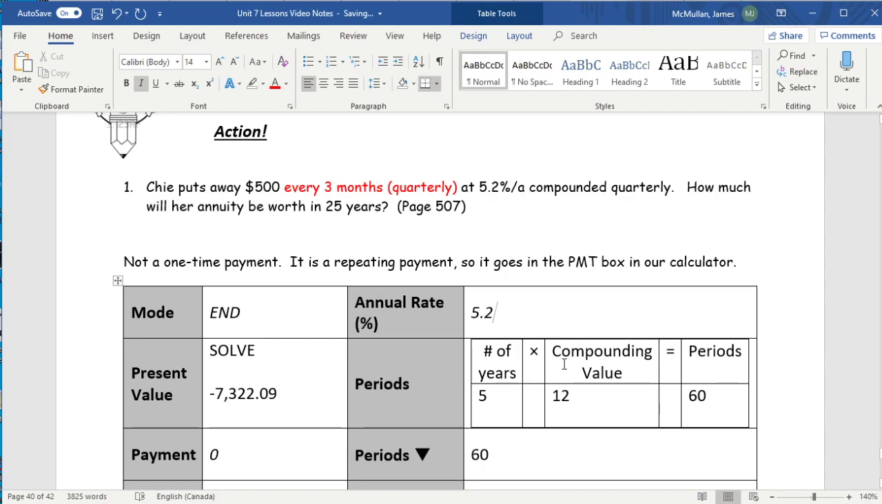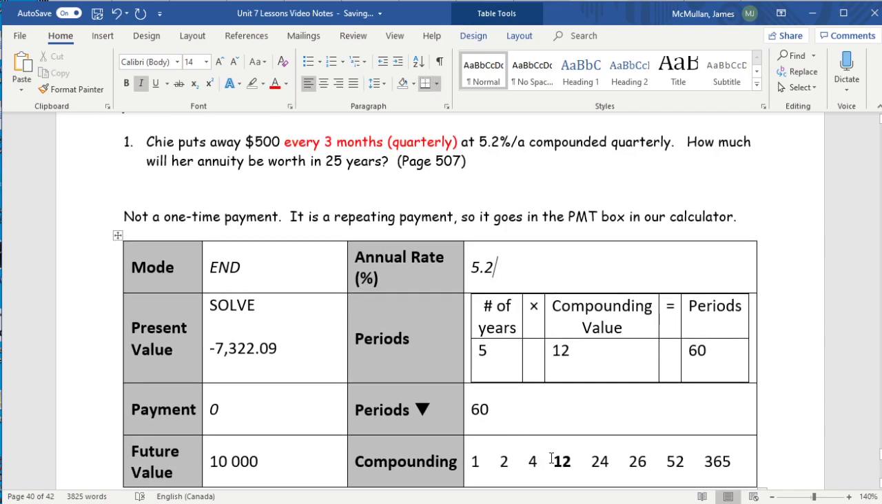So let's write down what we know. 5.2 is the rate. It's compounded quarterly. So my compounding number is a 4. How much will her annuity be worth in 25 years? So 25 years times 4 quarters per year is 100 periods. The future value is what we're solving.